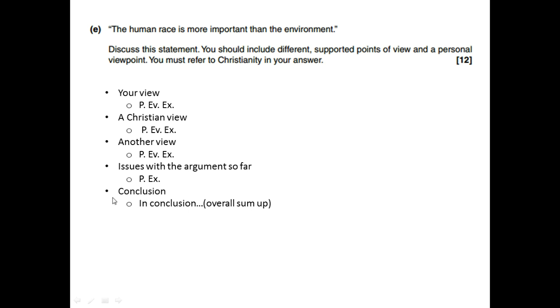And then finally, just leave off with a conclusion, which is basically an overall sum up. There's not a particular structure for this. There's no point, evidence, explain sort of thing for a conclusion. You just say, overall, my response to this statement is, a Christian response might be this, another view might be this, however there will always be the issue of this argument being, and then so on. No more than 2 to 3 lines will easily do for your conclusion.